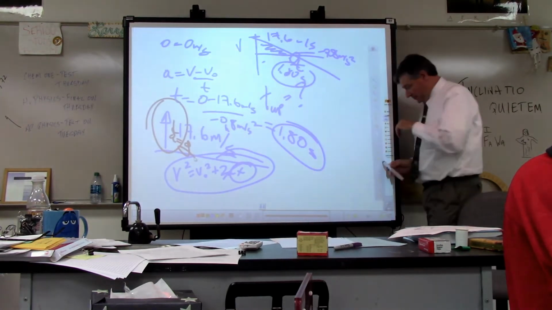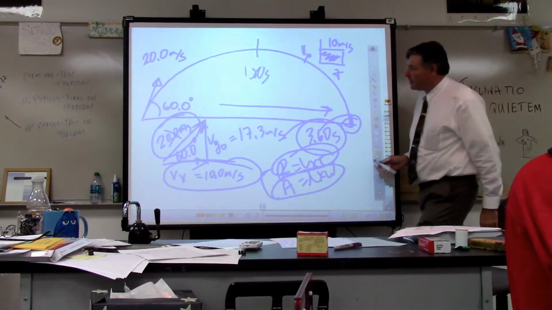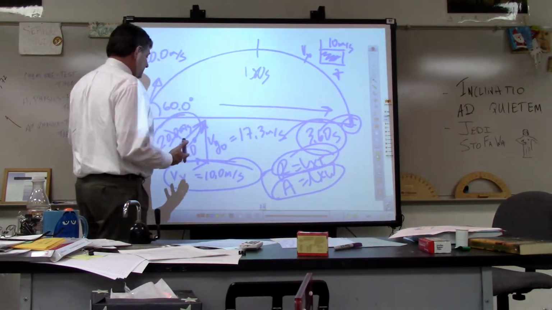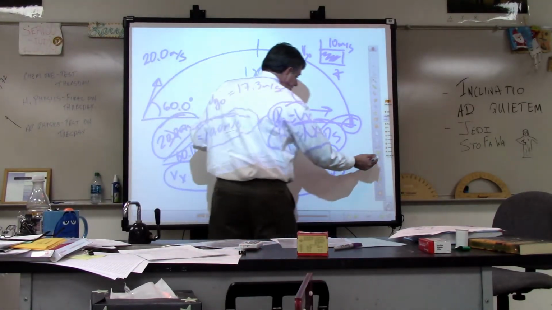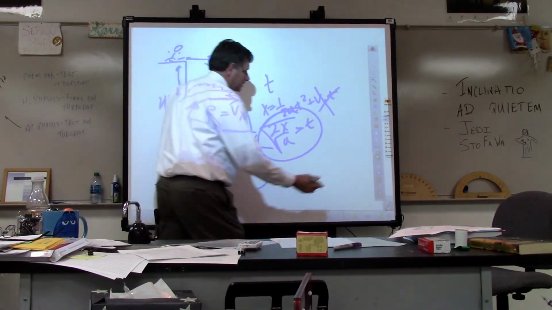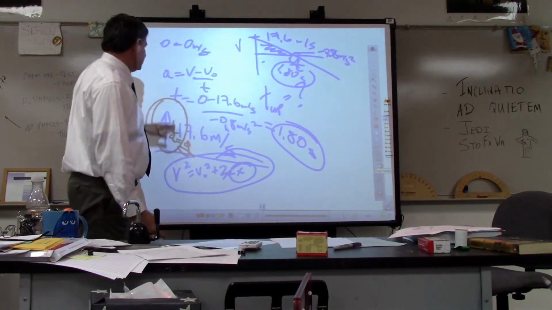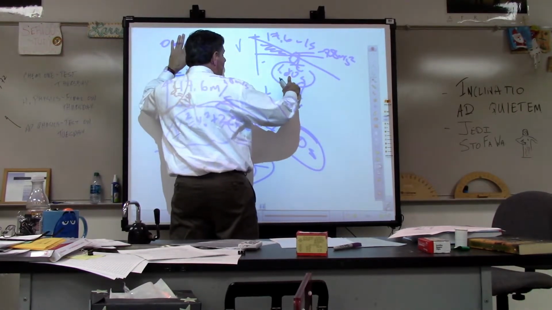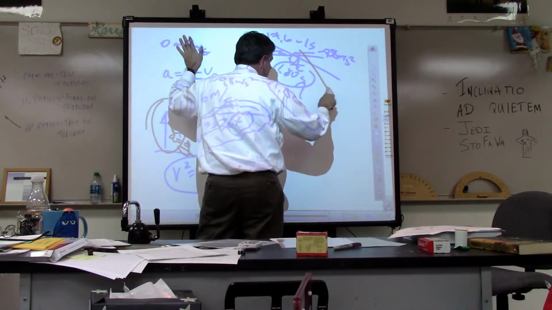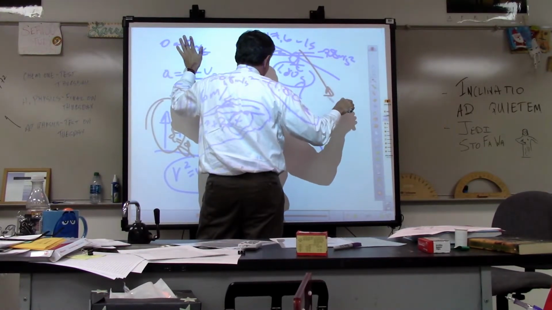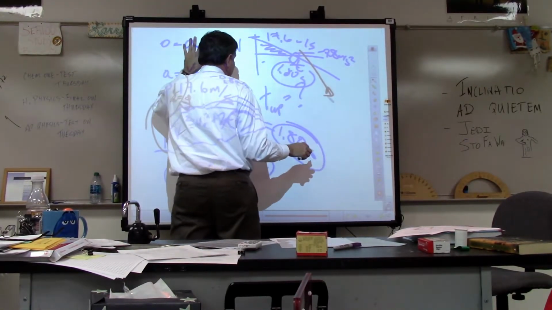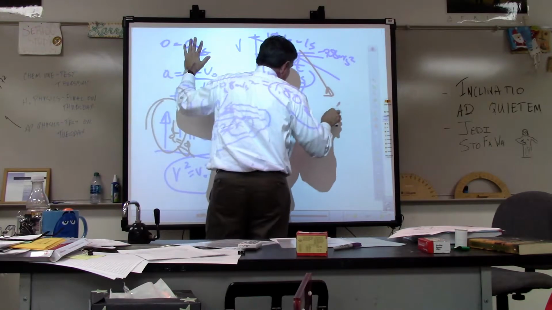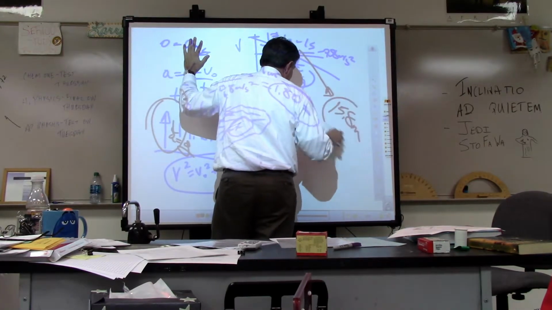Now, let's figure out what the maximum height is. Somebody get me the maximum height. So either use the area of the triangle, let's do that, that's going to be simple. Somebody take 0.9 times 17.6. That's 15.8. So 15.8 meters.